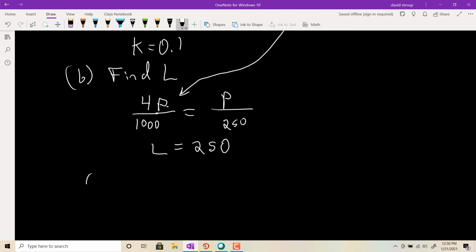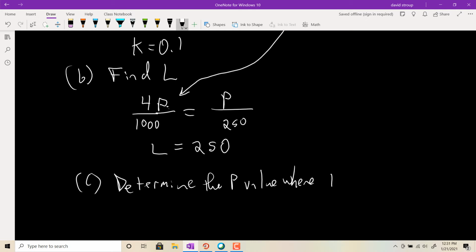Determine the p-value where the growth is the greatest. So if you're working with fruit flies or something, this would be the population size such that the flies in the population are producing the most babies. So determine the p-value where the growth rate is the greatest.